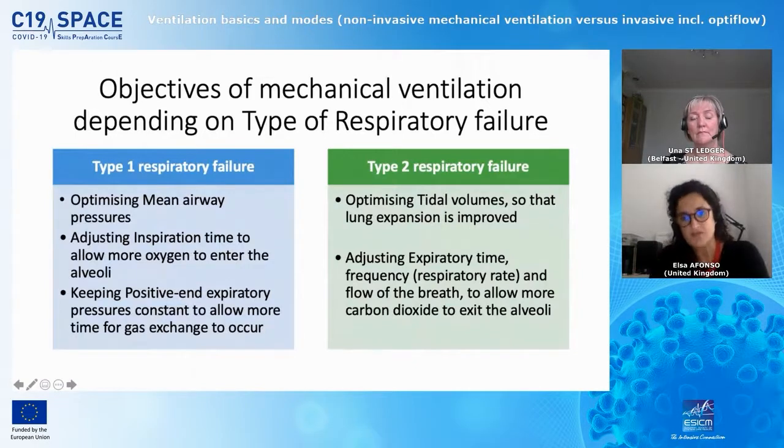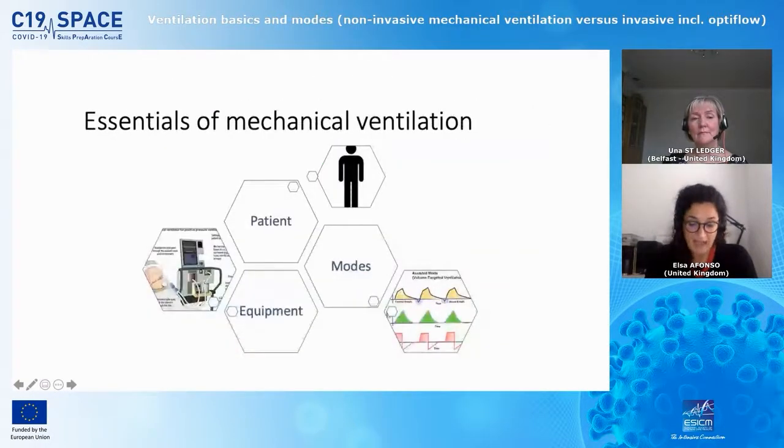So basically, we will look at optimizing tidal volume so that we improve lung expansion to excrete more carbon dioxide, and adjusting expiratory time, frequency, or respiratory rate, and the flow of the breath to allow more carbon dioxide to exit the alveoli. Manipulating these factors allows for improved ventilation while trying to minimize the negative impact of the ventilator. Because despite being life-changing, ventilators are dangerous if they are misused, and mechanical ventilation can cause lung damage from excessive airway pressure, which we call barotrauma, and also volume trauma.